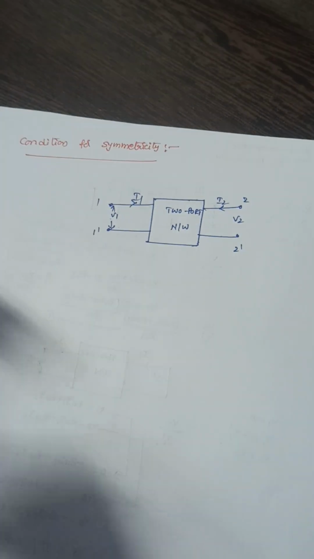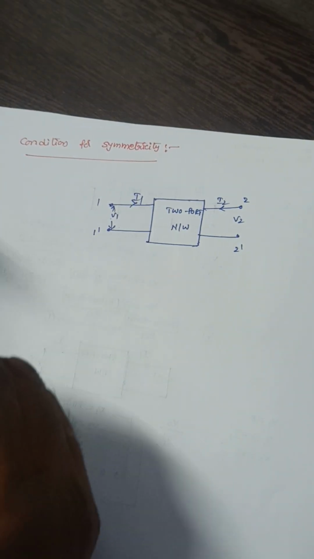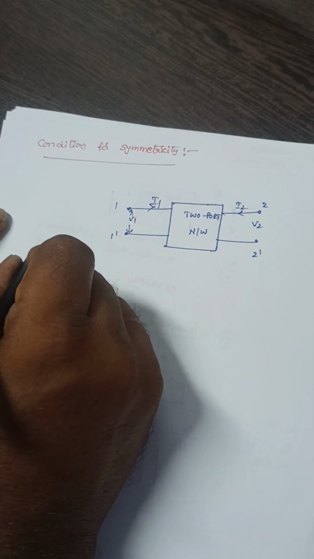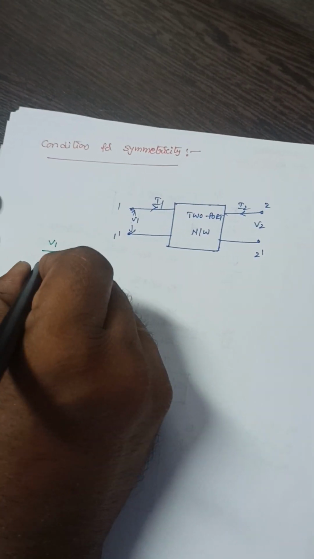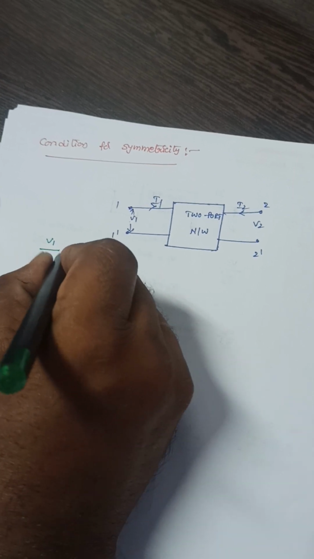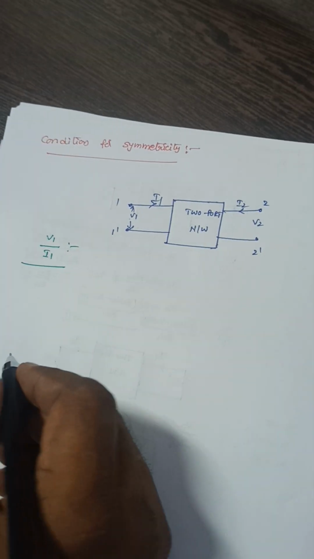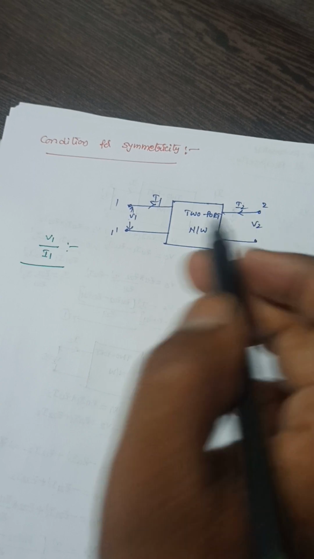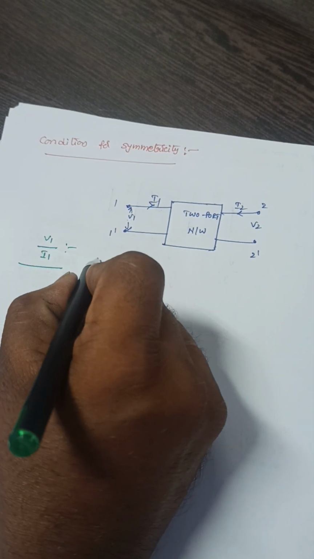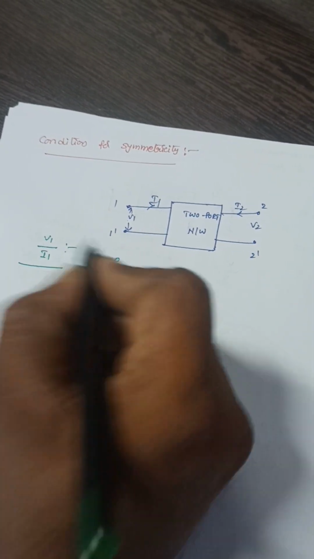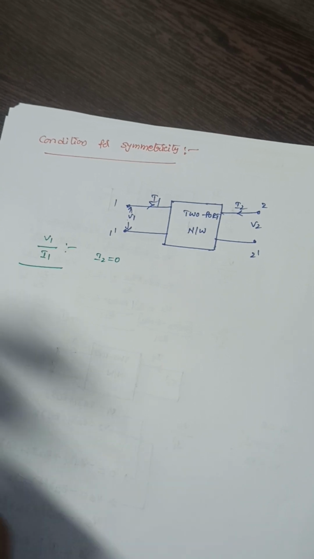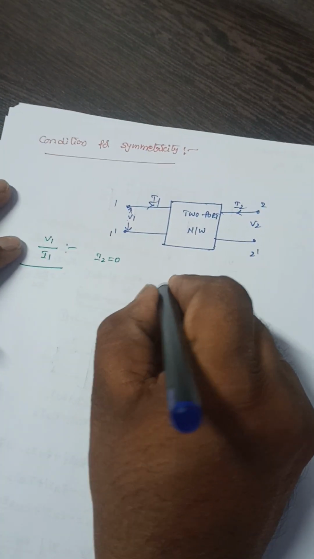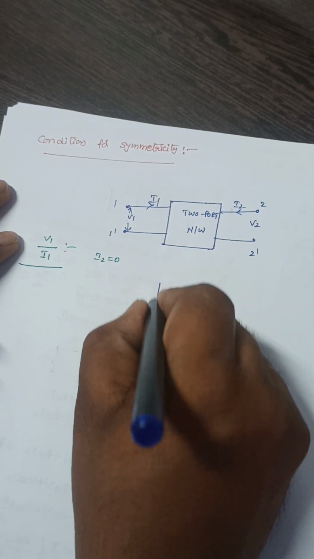Let me explain that. So first, I am finding here V1 by I1, the ratio of voltage to the current at one port, by making the other port open circuited. That means I2 should be equal to 0. So this is the condition here. That means if I draw this one, the same two-port network will be like this.